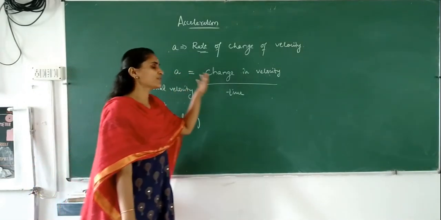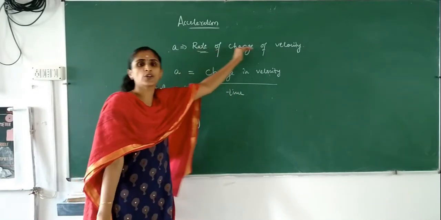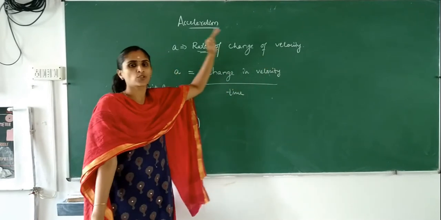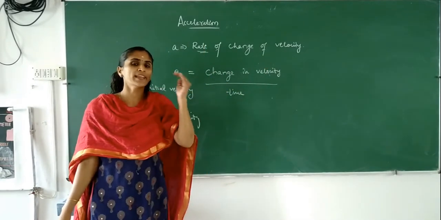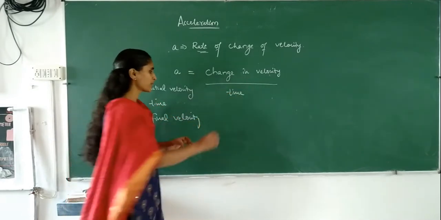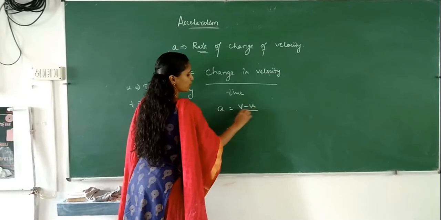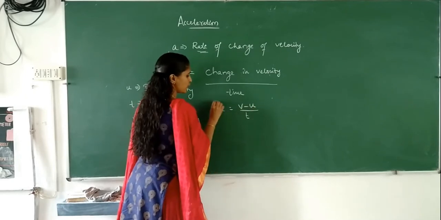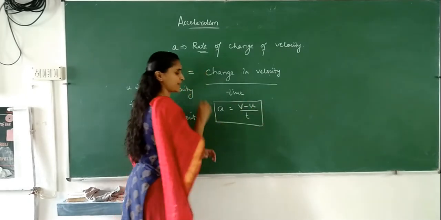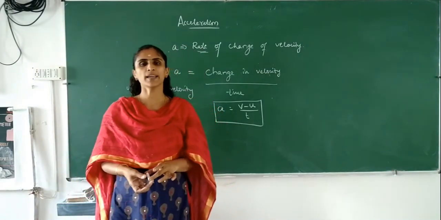So acceleration we can write change in velocity by time. Why? Because it is rate of change of velocity. So this term comes whenever there is variation in velocity. So we can write change in velocity by time, and that can be written as v minus u by t. So this is the formula to find acceleration. Acceleration is equal to (v minus u) by t.